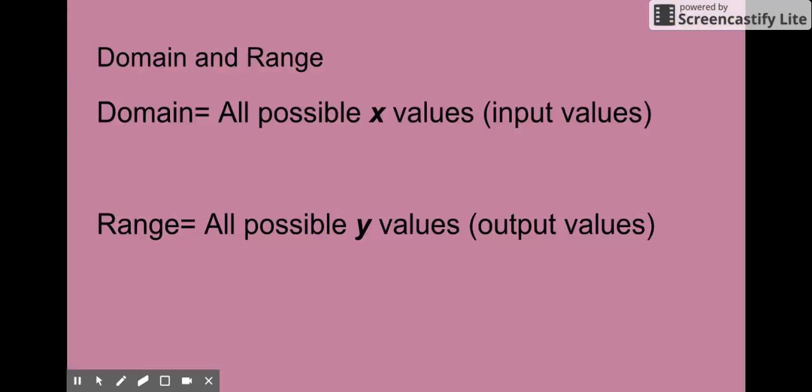All right, now let's talk just a minute about domain and range. Domain is all possible x values of a function. We're going to go into depth and do examples with domain in class, but for now, I just want you to focus on this definition. Domain is all possible x values, and I'm hoping this is a little bit of a review, but those are your input values. And then range is all possible y values, or your output values.